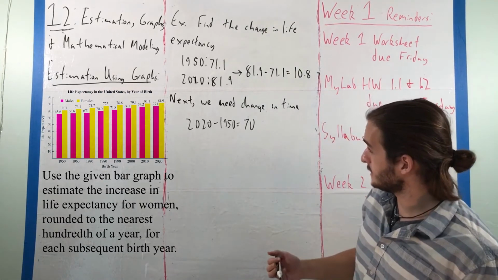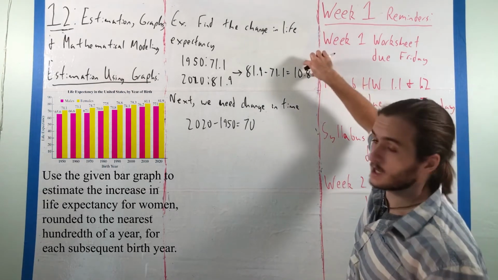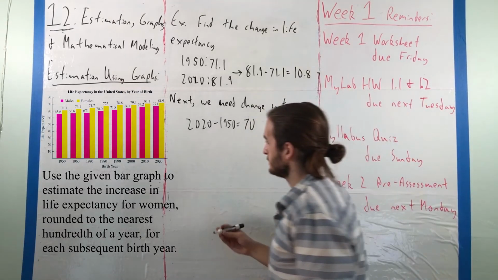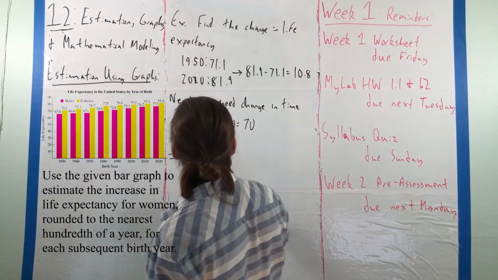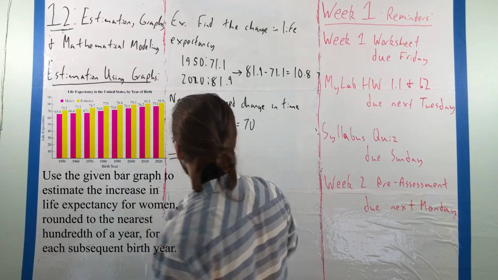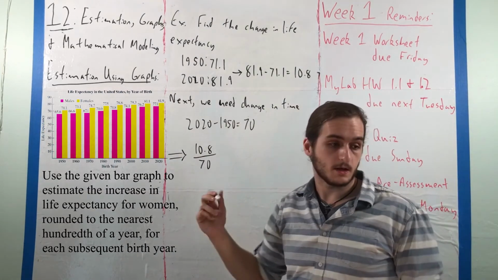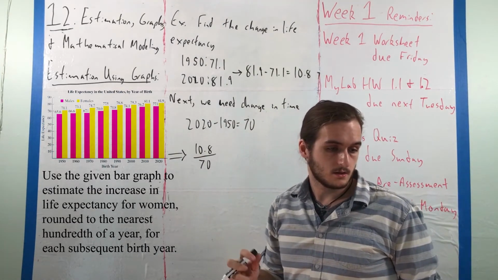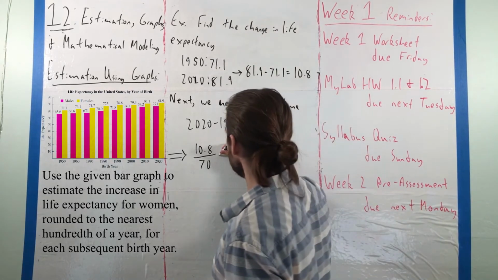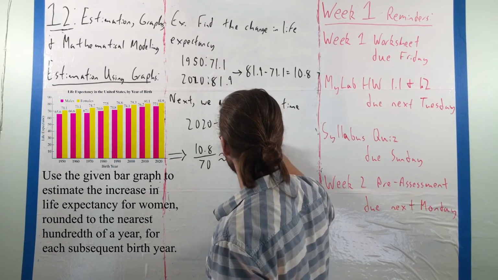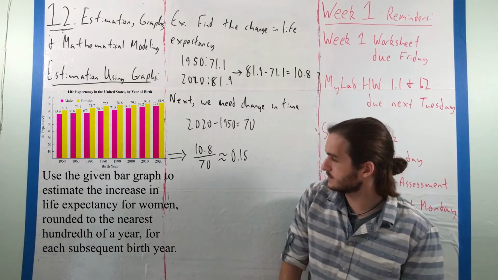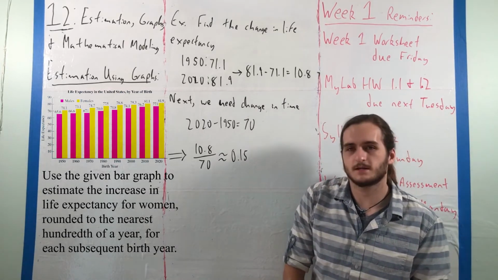So to find what we were really looking for, the increase in life expectancy for each subsequent year, what we need to do is take the change in life expectancy and the change in years and divide them. So we'll take 10.8 divided by 70, and because we're going to be rounding to the nearest hundredth of a year, you get 0.15, where this is years of life expectancy per year.